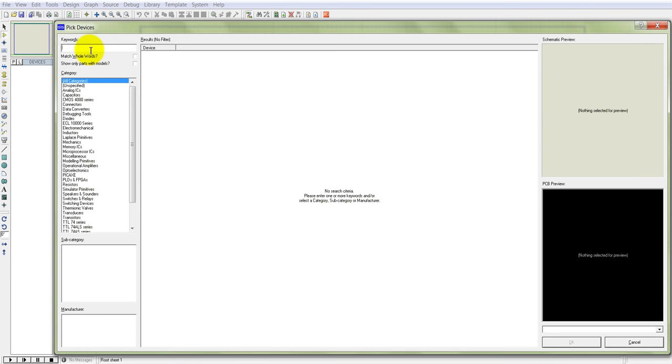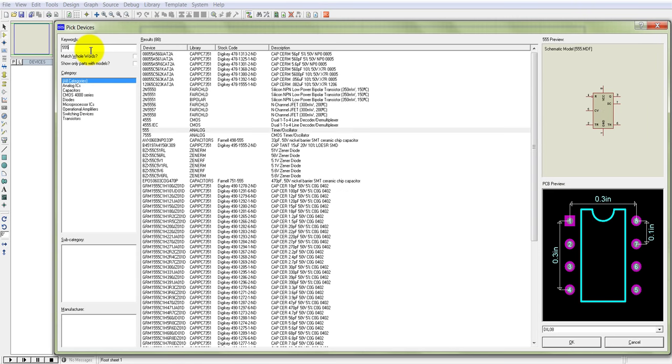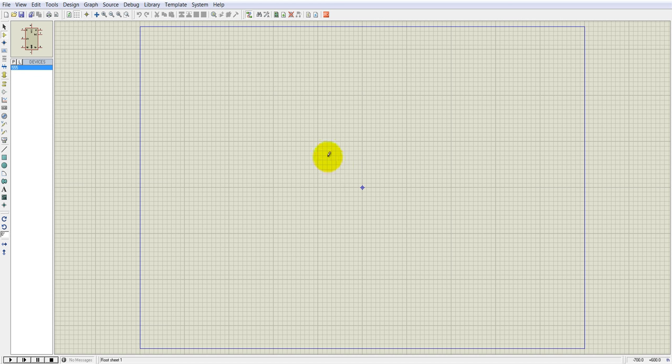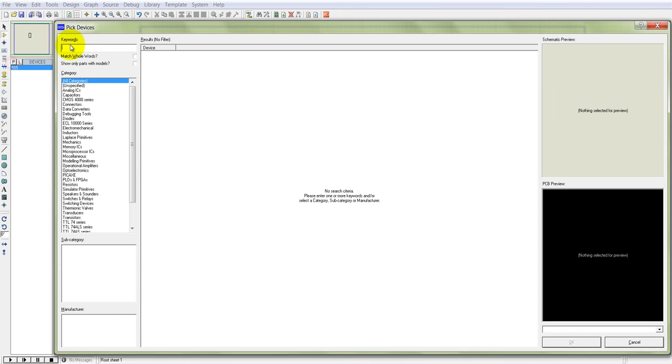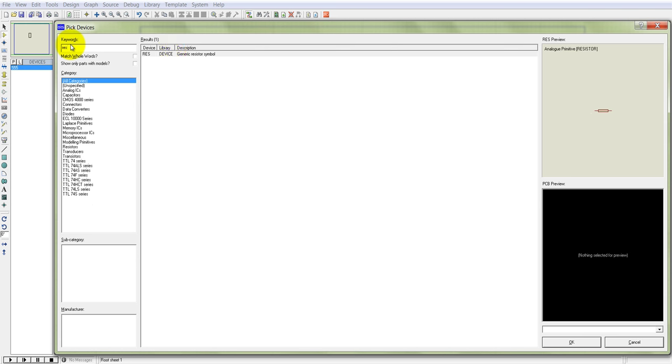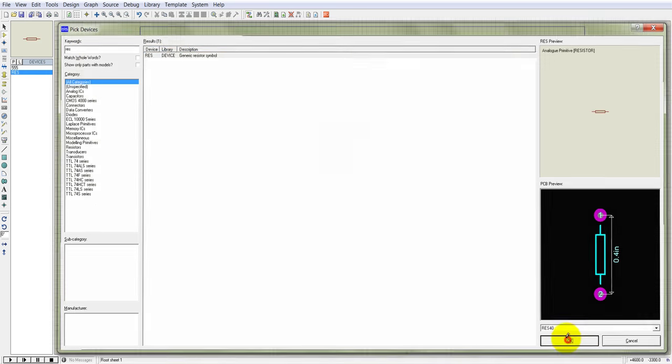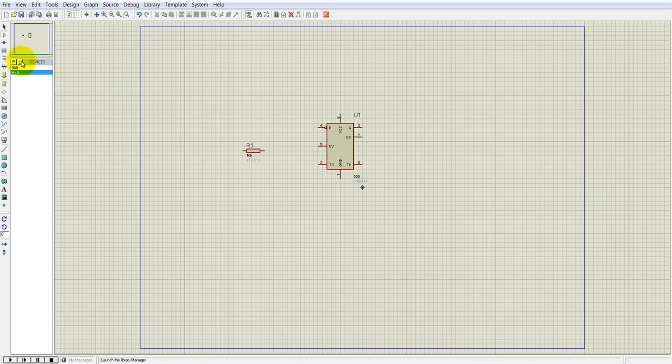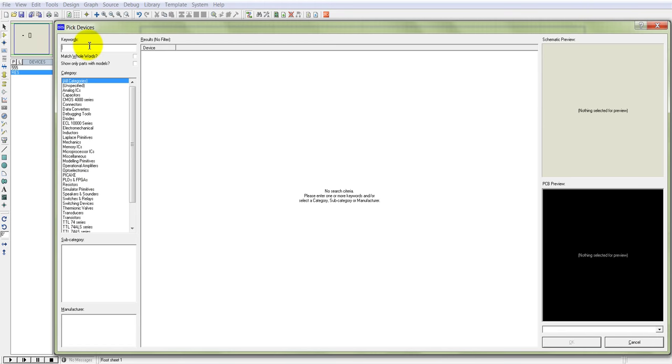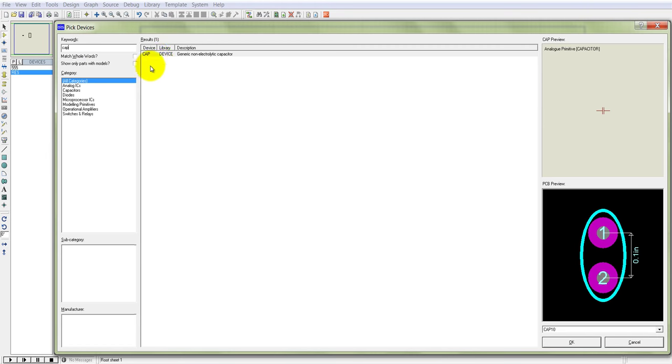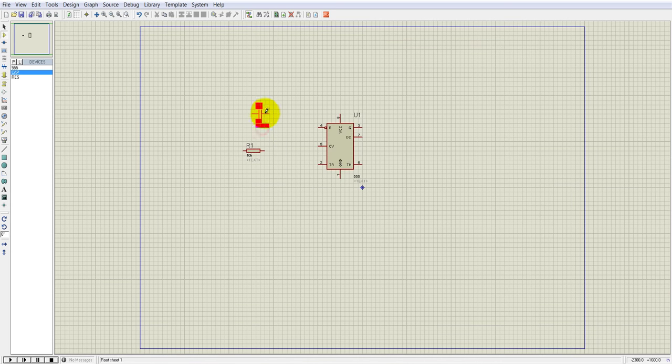So first search a part, that is 555 timer. Search here 555 timer, and apart from this 555 timer, we need a resistor and a capacitor. So search a resistor, place it, and one more capacitor. We need two capacitors and two resistors with different values. So this is a capacitor.